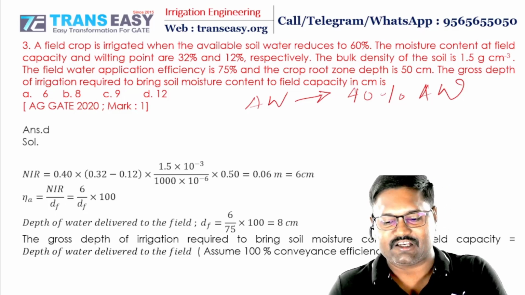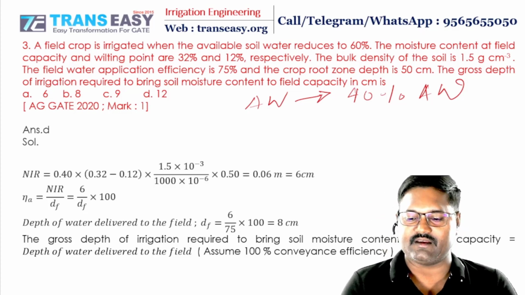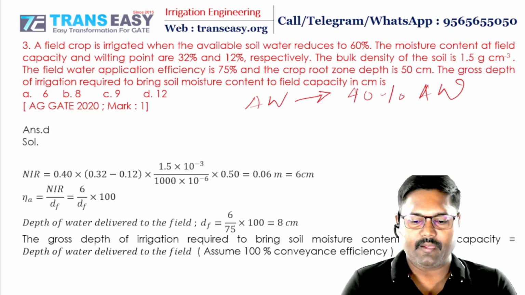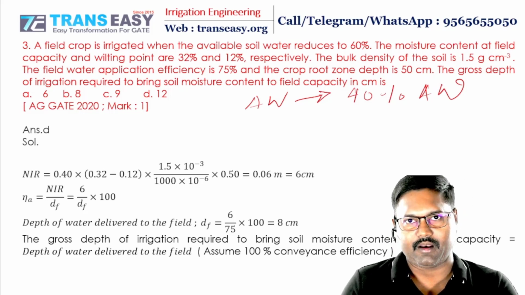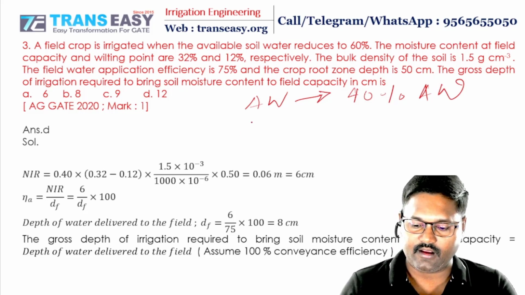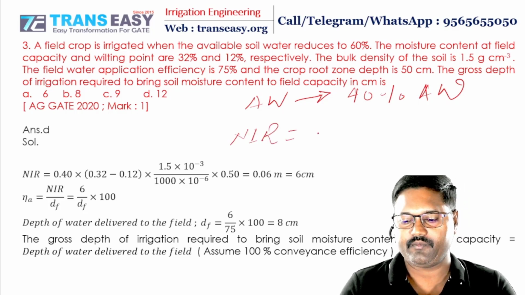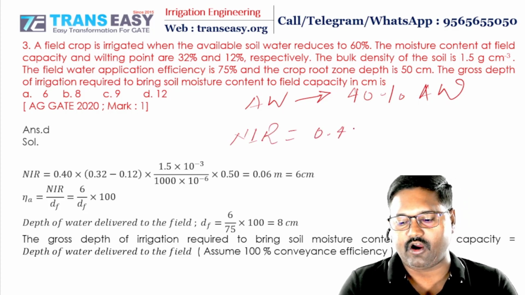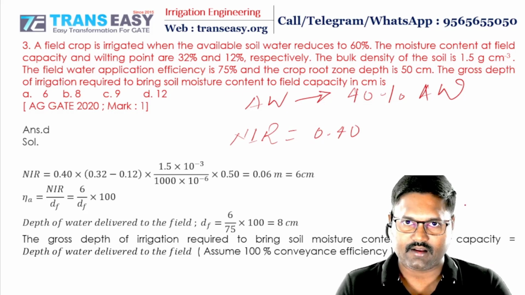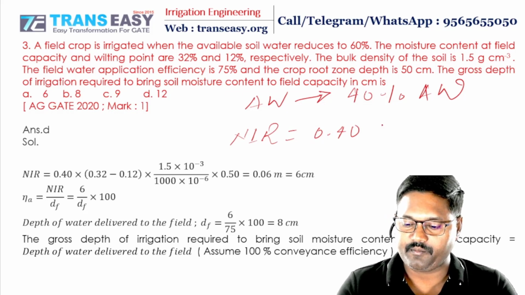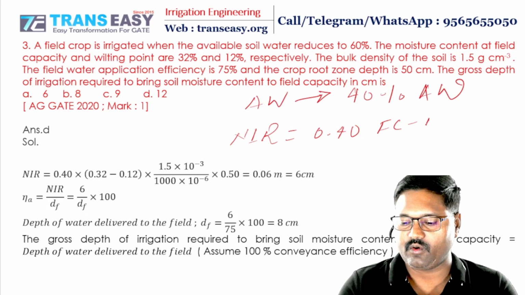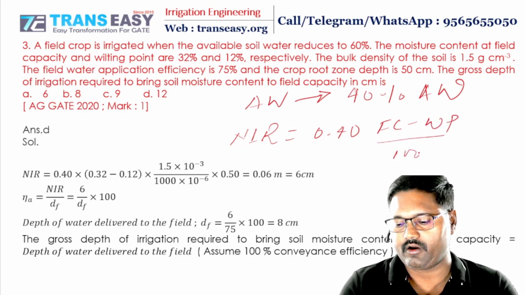Up to 60%, here it is given 260%. Depletion is our allowable, meaning 40% depletion is happening. So net irrigation requirement we can easily calculate: 40% of available water. And how to find available water? Field capacity minus wilting point upon 100.